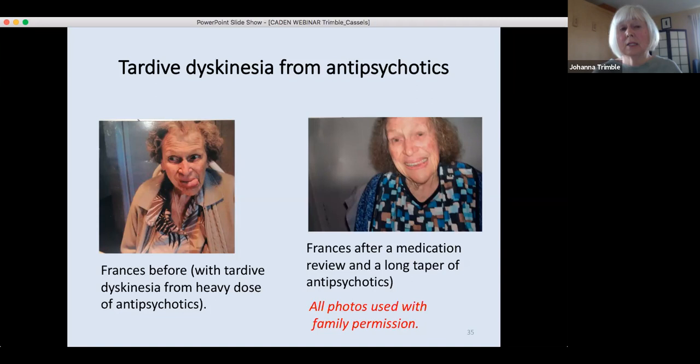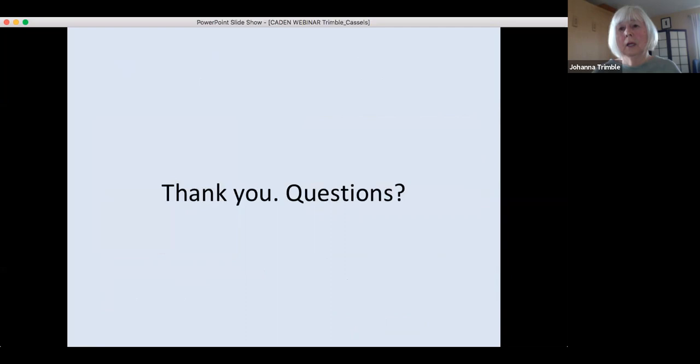So that is Frances on the left on a lot of antipsychotics. On the right is Frances after a medication review that her daughter was able to arrange, and a long taper off the antipsychotics. I think you can see that there's a great deal of difference in how Frances is enjoying her life. One of the things that Christine told me too, which was pretty heartbreaking, is that when Frances was making all those strange movements, sometimes the other residents would mock her, which really broke my heart to hear.